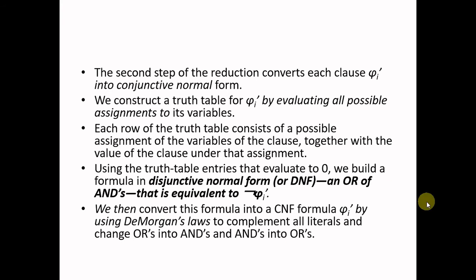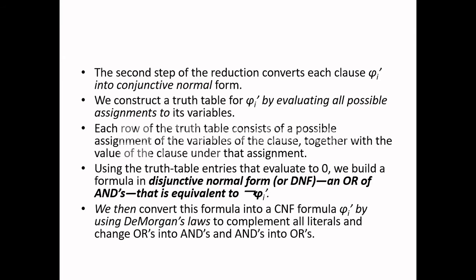So we take each clause phi a dash and construct a truth table for it, and we take the truth table entries that evaluate to 0. Each row in the truth table contains an assignment of the variables of the clause and the value of the clause under that assignment. Then we build a formula in disjunctive normal form, that is an OR of ANDs.